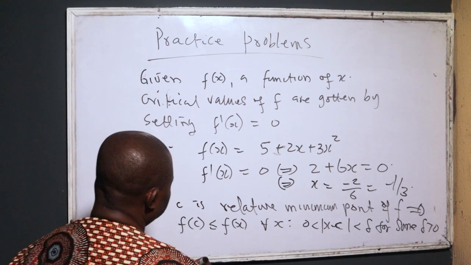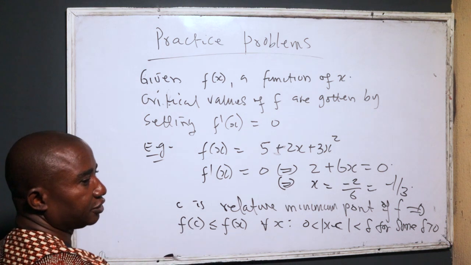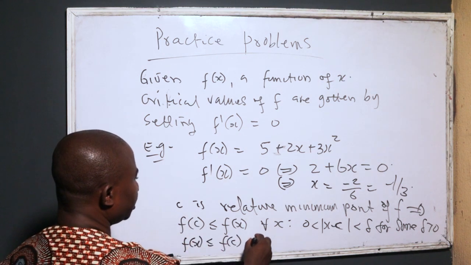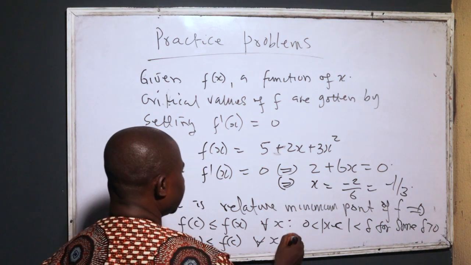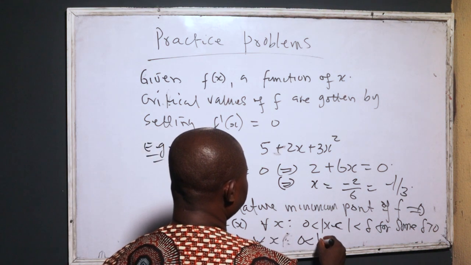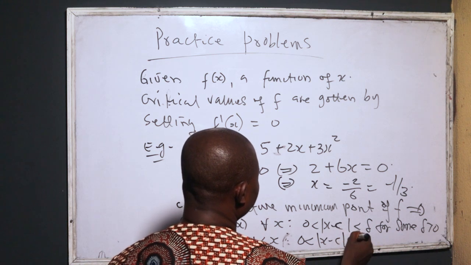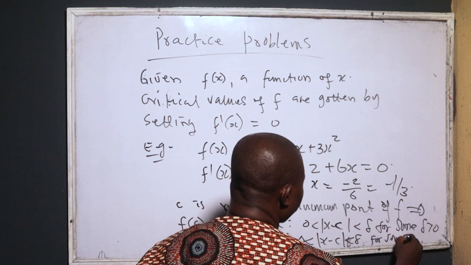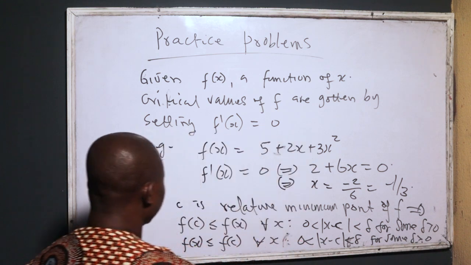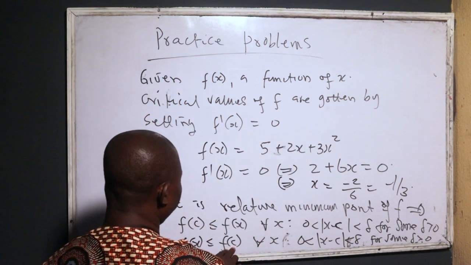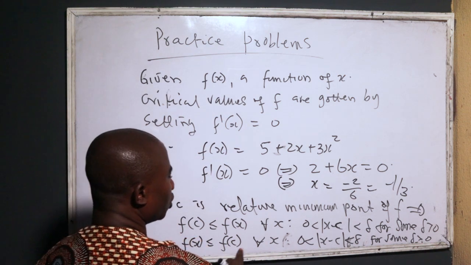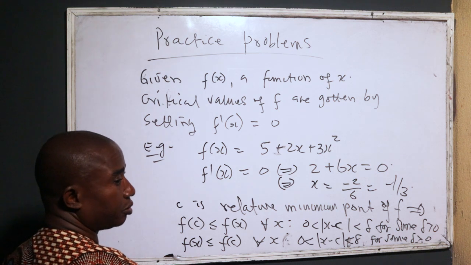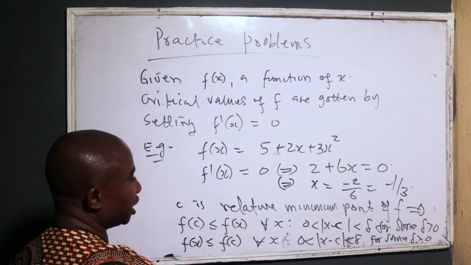Okay. In the same way, the point C is called a relative maximum if f of x is less than or equal to f at C for all x such that 0 is smaller than absolute value of x minus c, and this is smaller than delta for some delta bigger than 0. So any value c that verifies this inequality in this neighborhood of the point C is called a relative maximum point of the function f.